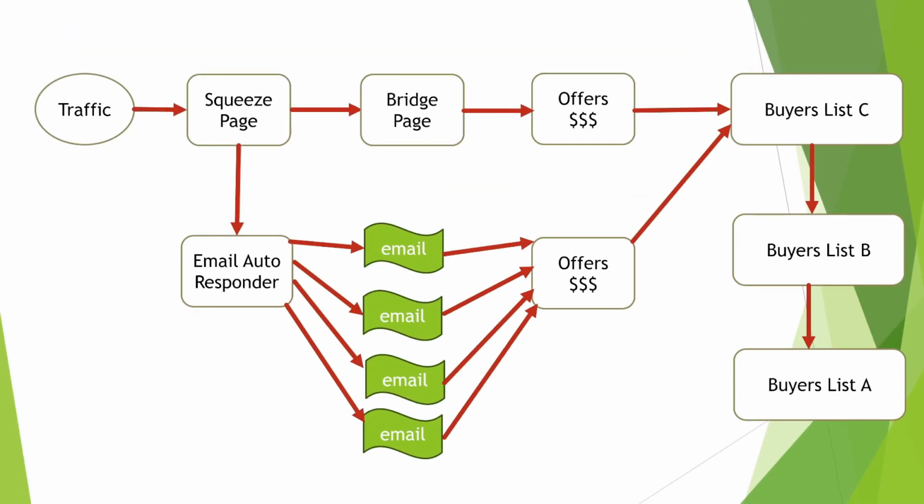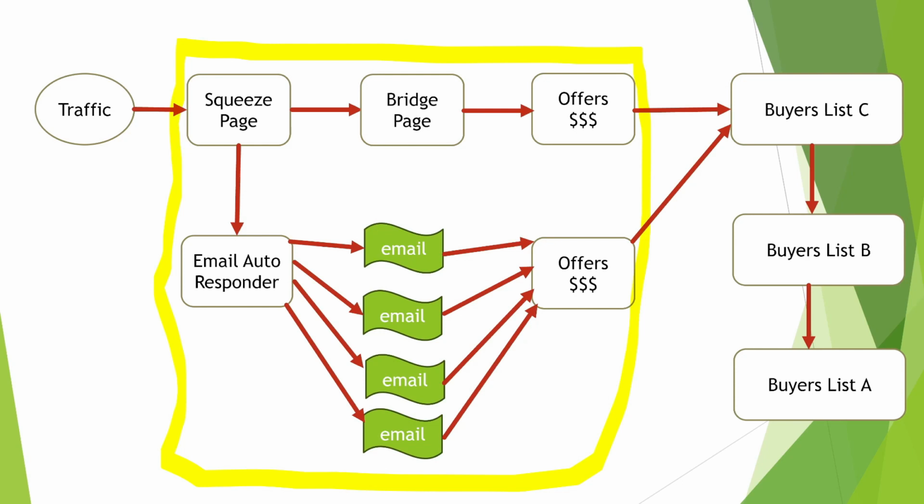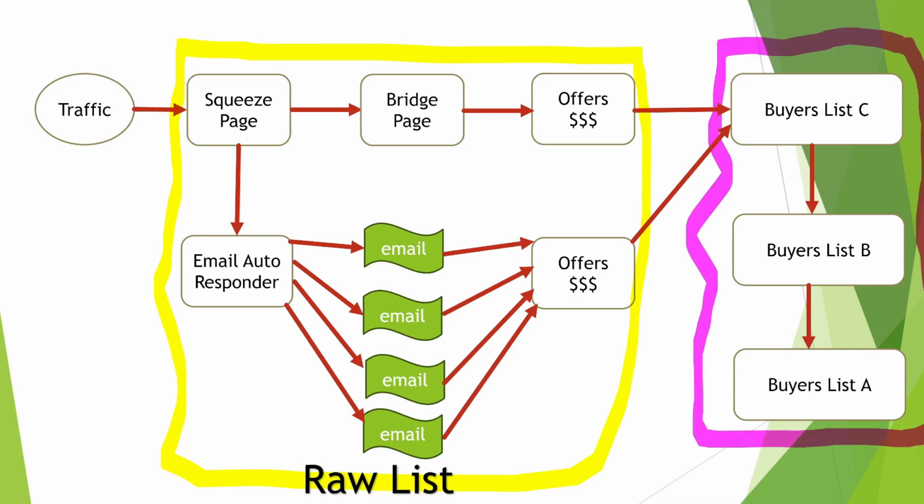This is the revolutionary passive income profit funnel that is being used to build your affiliate marketing business. Let's take an overview of the funnel and then break it down for more clarity. This part of the funnel is called the raw list. We need to build the raw list so we can find the buyers list. And it's the buyers list that brings in 90% of your money.